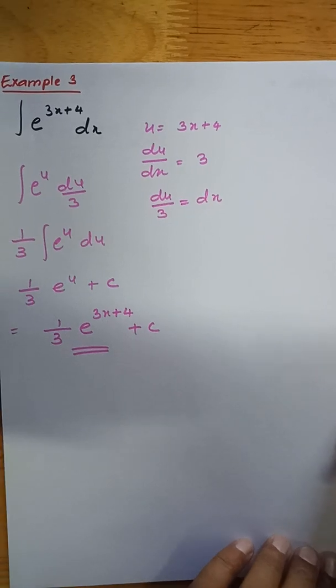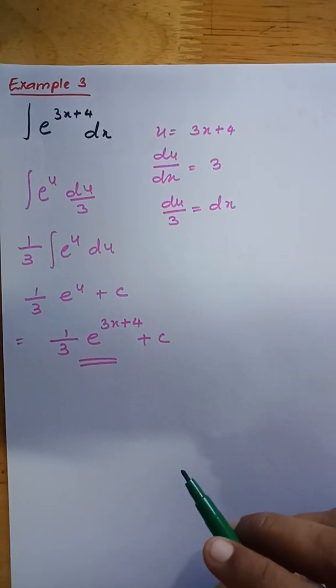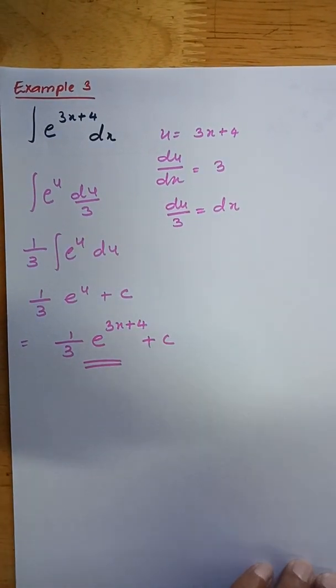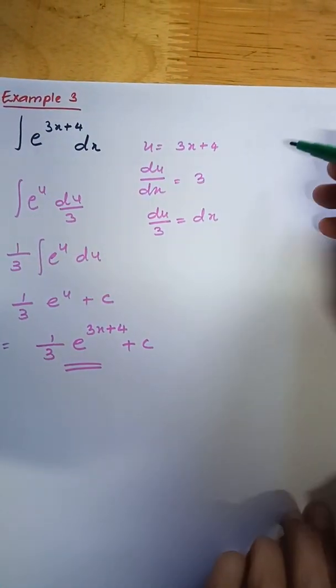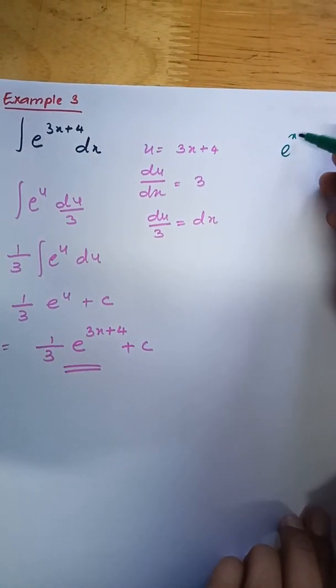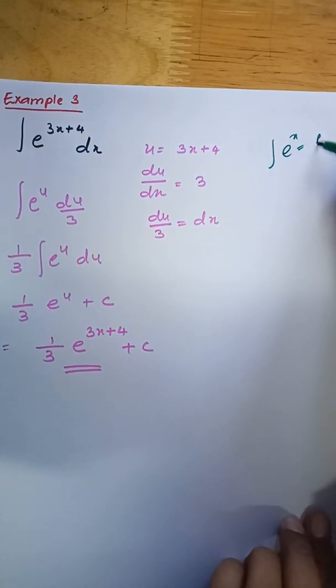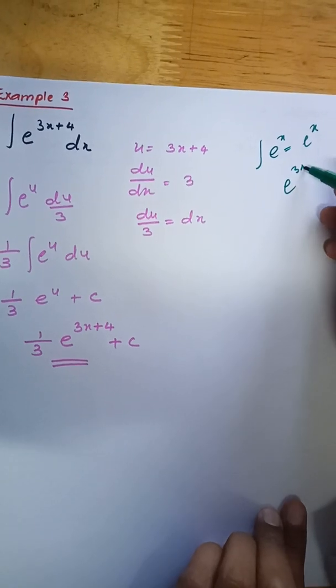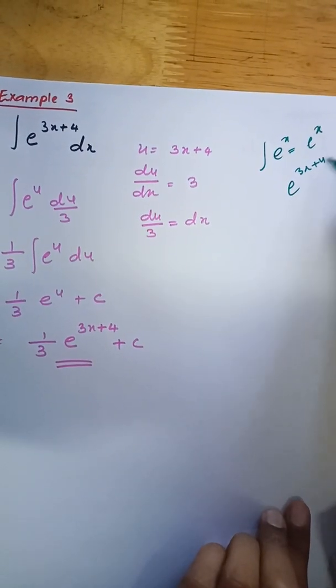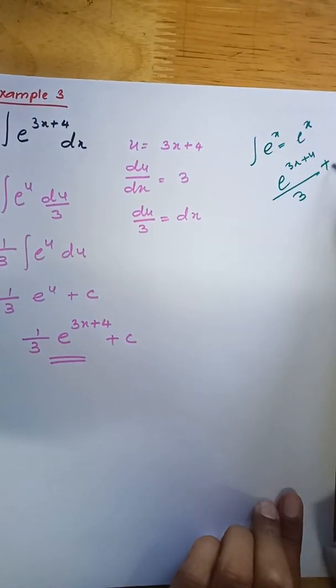Now example 3: integral of e to the power 3x plus 4 dx. This question can also be solved directly. Integration of e to the power x is e to the power x only. So for any exponential function, we can write e to the power 3x plus 4, differentiate the power, and divide by 3, plus c.